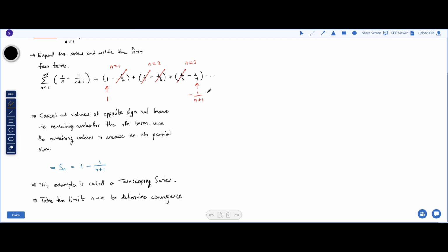So now we want to take the limit, right? So let's take the limit and see what we get here. Right, so we're going to take the limit as n goes to infinity of 1 minus 1 over n plus 1. And this is a fairly straightforward limit, right? The n goes to infinity, which means your second term here goes to 0. So you're just left with 1. Right, so that means that your original series converges, and it converges to 1.